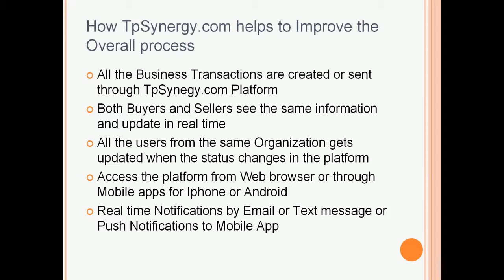Both buyers and sellers see the same information and update in real time, because TpSynergy.com is a web-based or cloud-based application that is available 24/7 from anywhere in the world to whoever has access to the particular information. And so all the users in the same organization can see what's going on.